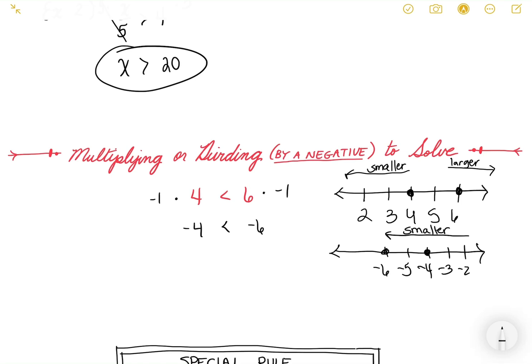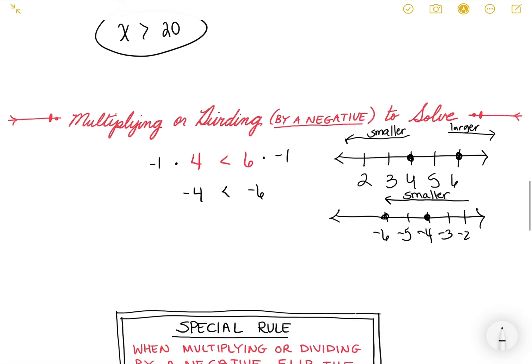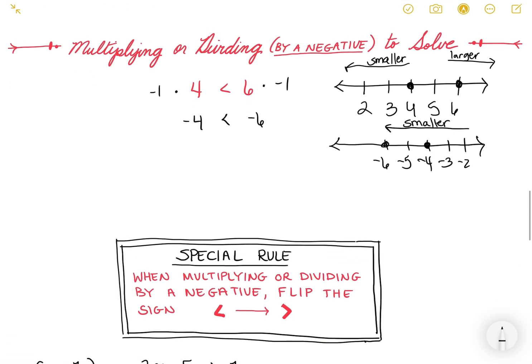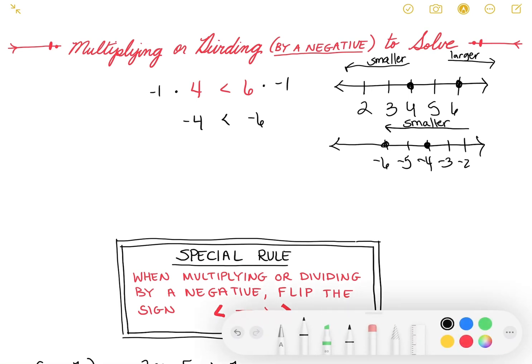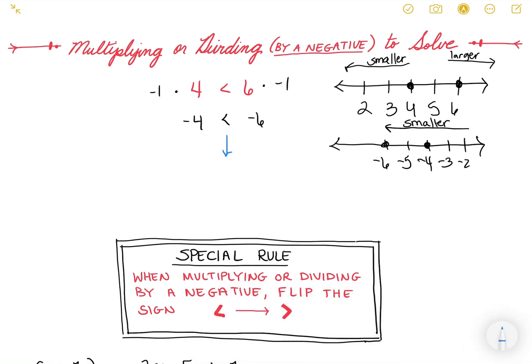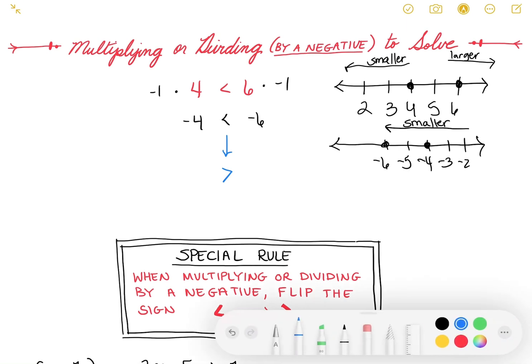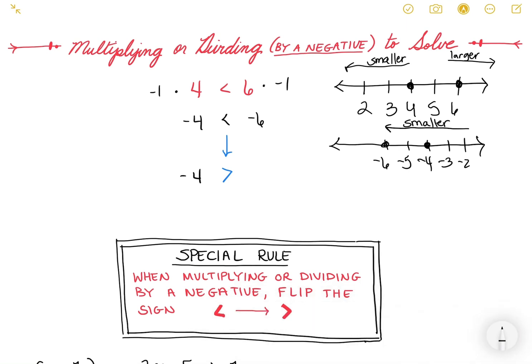Now this is where we come to our special rule for solving inequalities when multiplying with a negative number. The special rule states, when multiplying or dividing by a negative, flip the sign. So for this example that we just saw, when we multiplied each side by negative 1, we would actually flip the symbol that's in the center to its opposite. And this would make our statement true. Negative 4 is greater than negative 6.